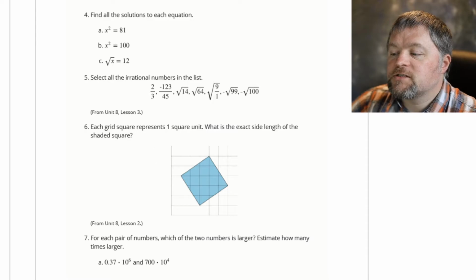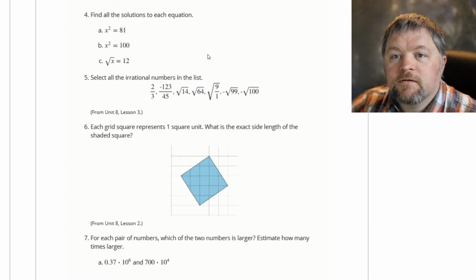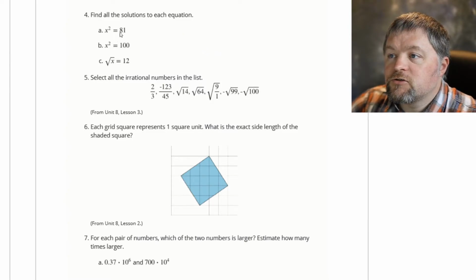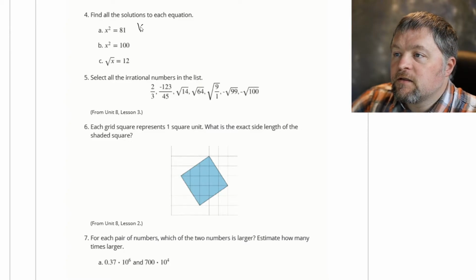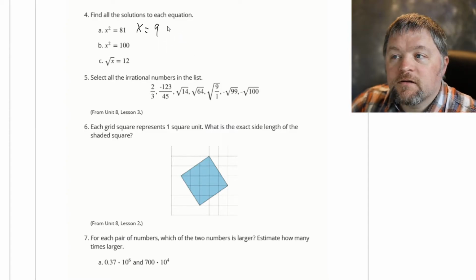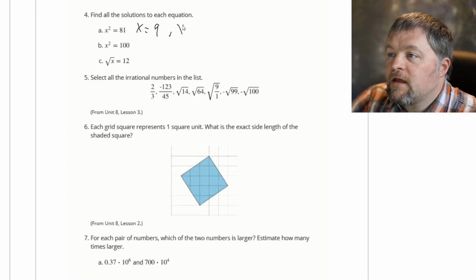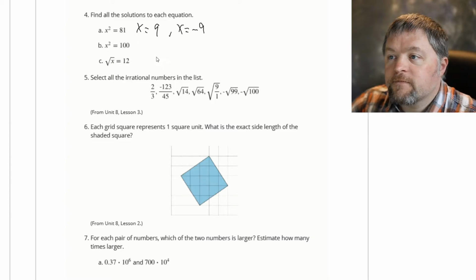Okay, our next question says, find all the solutions to each equation. So what are all of the solutions to x squared equals 81? Well, what number can we multiply by itself and get 81? X equals 9, because 9 squared equals 81, but also x equals negative 9, because negative 9 times negative 9 is equal to positive 81.